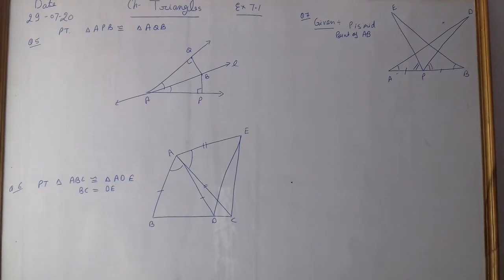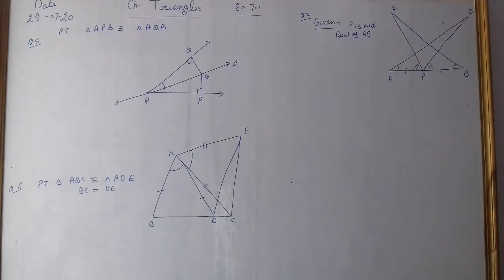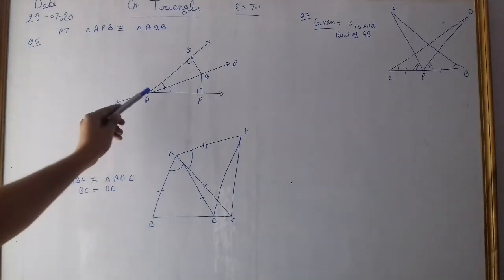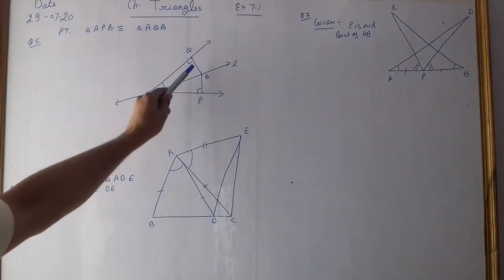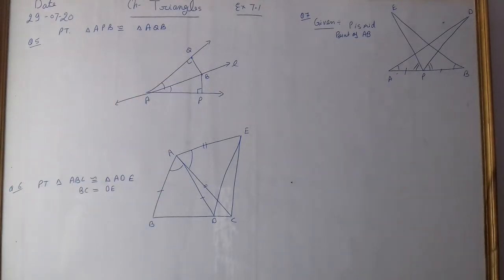Today we will discuss the same exercise 7.1 of chapter Triangles. Question number 5. You are seeing the figure here. We have to prove that triangle APB is congruent to triangle AQB. Just see this figure carefully. It's just like the previous questions. We are given two parts out of the three that are required for proving congruent triangles.